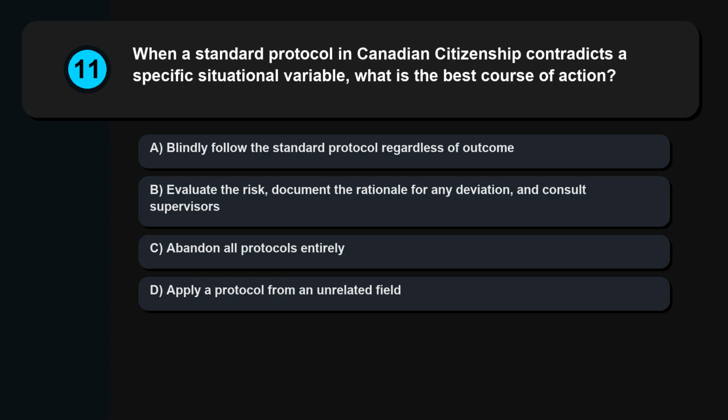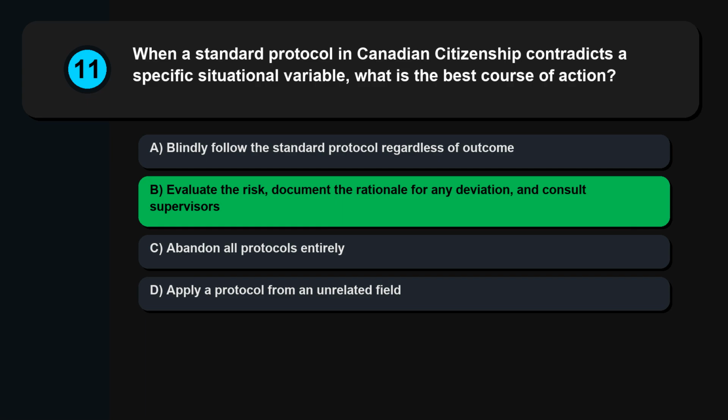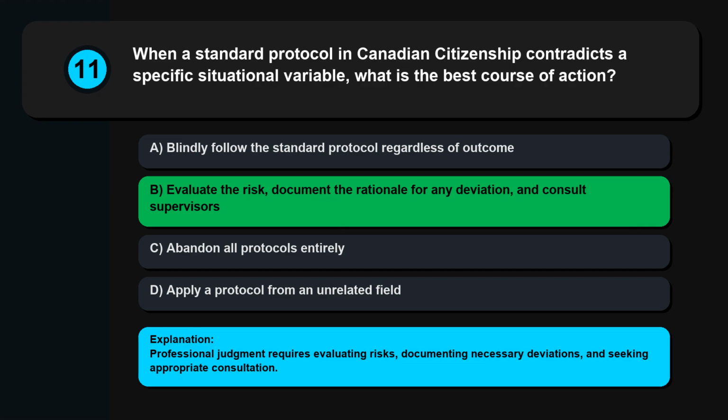Question 11. When a standard protocol in Canadian citizenship contradicts a specific situational variable, what is the best course of action? Blindly follow the standard protocol regardless of outcome. Evaluate the risk, document the rationale for any deviation, and consult supervisors. Abandon all protocols entirely. Apply a protocol from an unrelated field. Professional judgment requires evaluating risks, documenting necessary deviations, and seeking appropriate consultation.